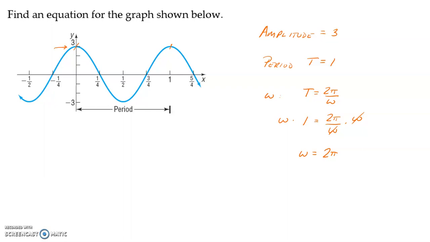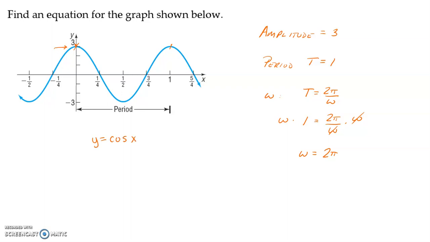Now I also have to determine, is this a sine graph or is this a cosine graph? And if we take a look at our first point, it's plotted up here at the point (0, 3). Remember that the sine graph has to start at the origin. This one is actually going to represent our cosine graph.